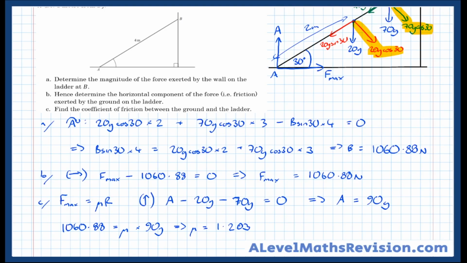And a common misconception is that the coefficient of friction can't be bigger than 1. It actually can. So mu is a measure of roughness of a contact between two surfaces. It certainly can be bigger than 1. It can't be less than 0, but it can be bigger than 1. So 1.203 indicates very, very, very rough ground. And there we have it, some ladder problems.